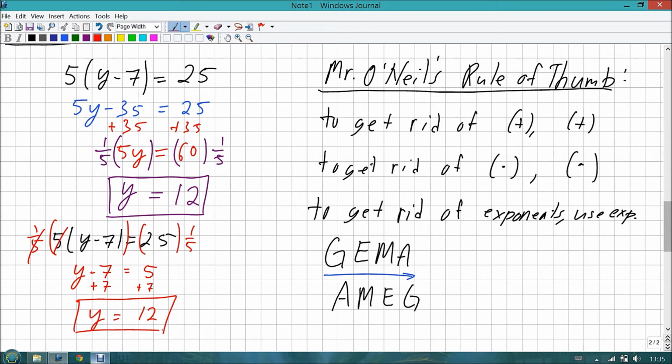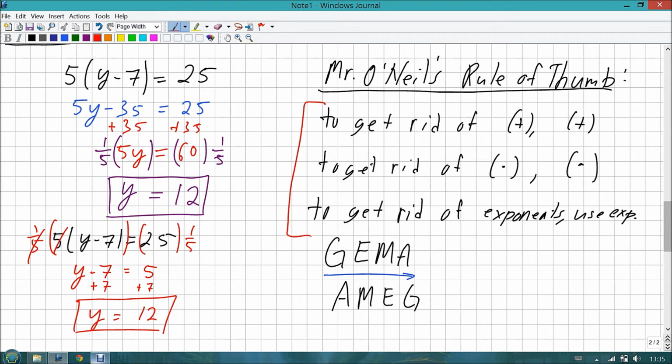The answer to that question is both ways are the correct way of doing it. You can use either method. If you find a way to do something that's easier than the rule of thumb, then do it. The only part about the rule of thumb that you cannot get away from is this portion.